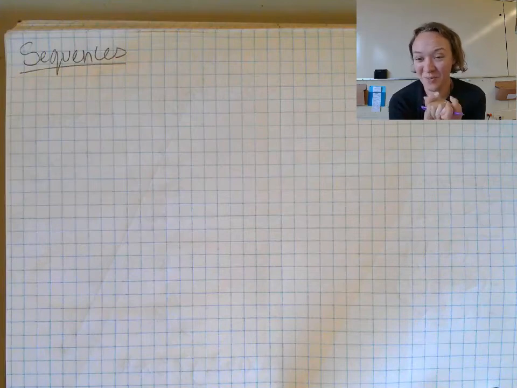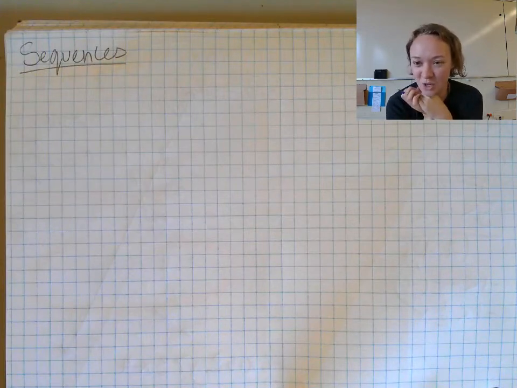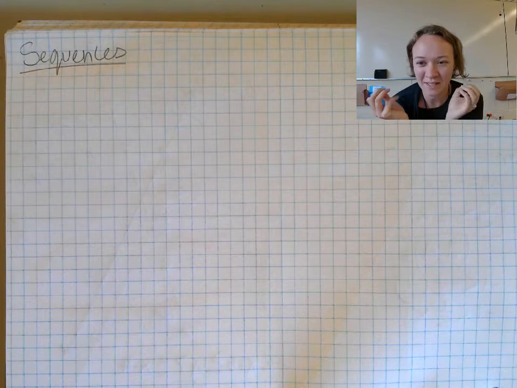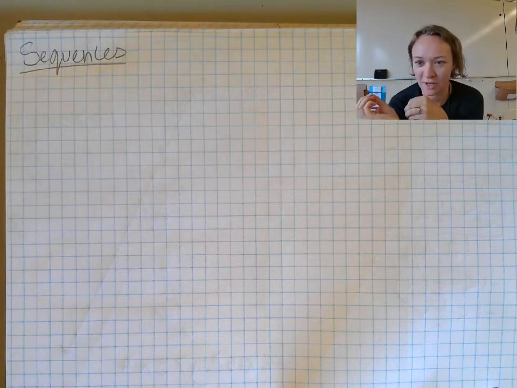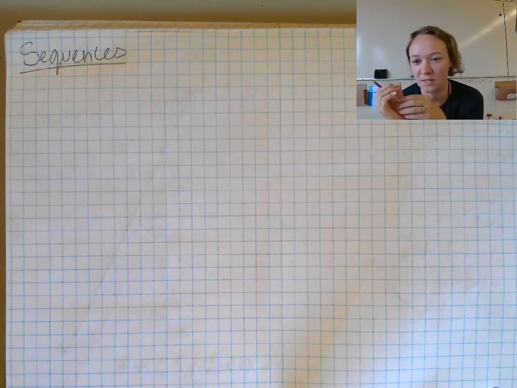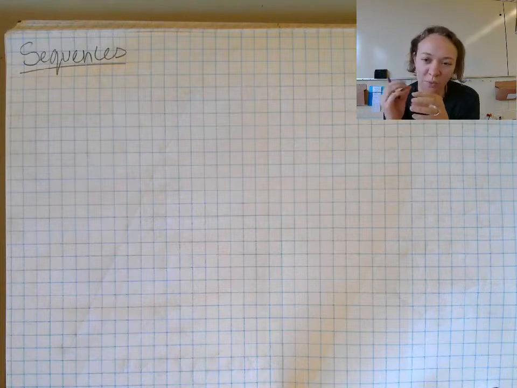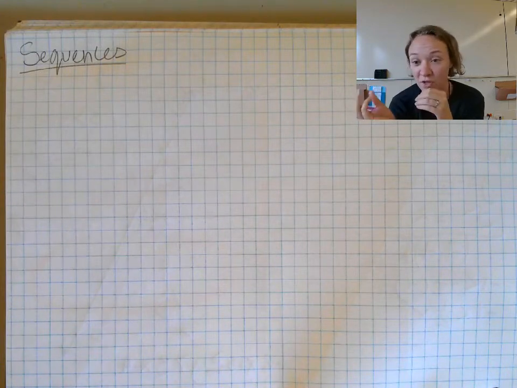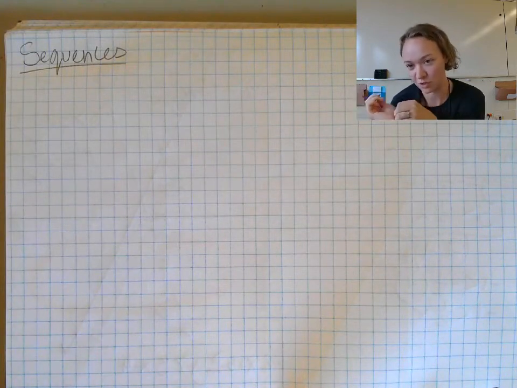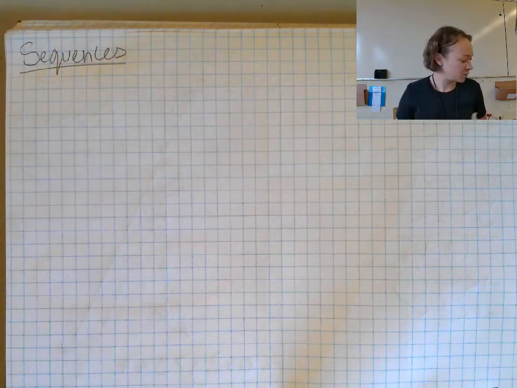All right, in this video, we are going to introduce sequences, which are basically just number patterns. But we have specific ways that we can show and represent them. And in the next video, we're going to learn how to write rules for them too. So let's start with two examples.